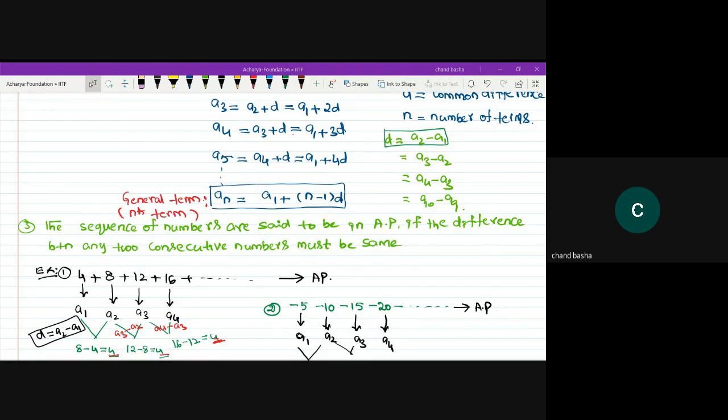Can I go for the problems related to this concept? Just the nth term. He will give a sequence of numbers and ask for one particular term. Just find the 20th term, 50th term, 100th term, like that. Let's see the first problem I'm going to discuss here.